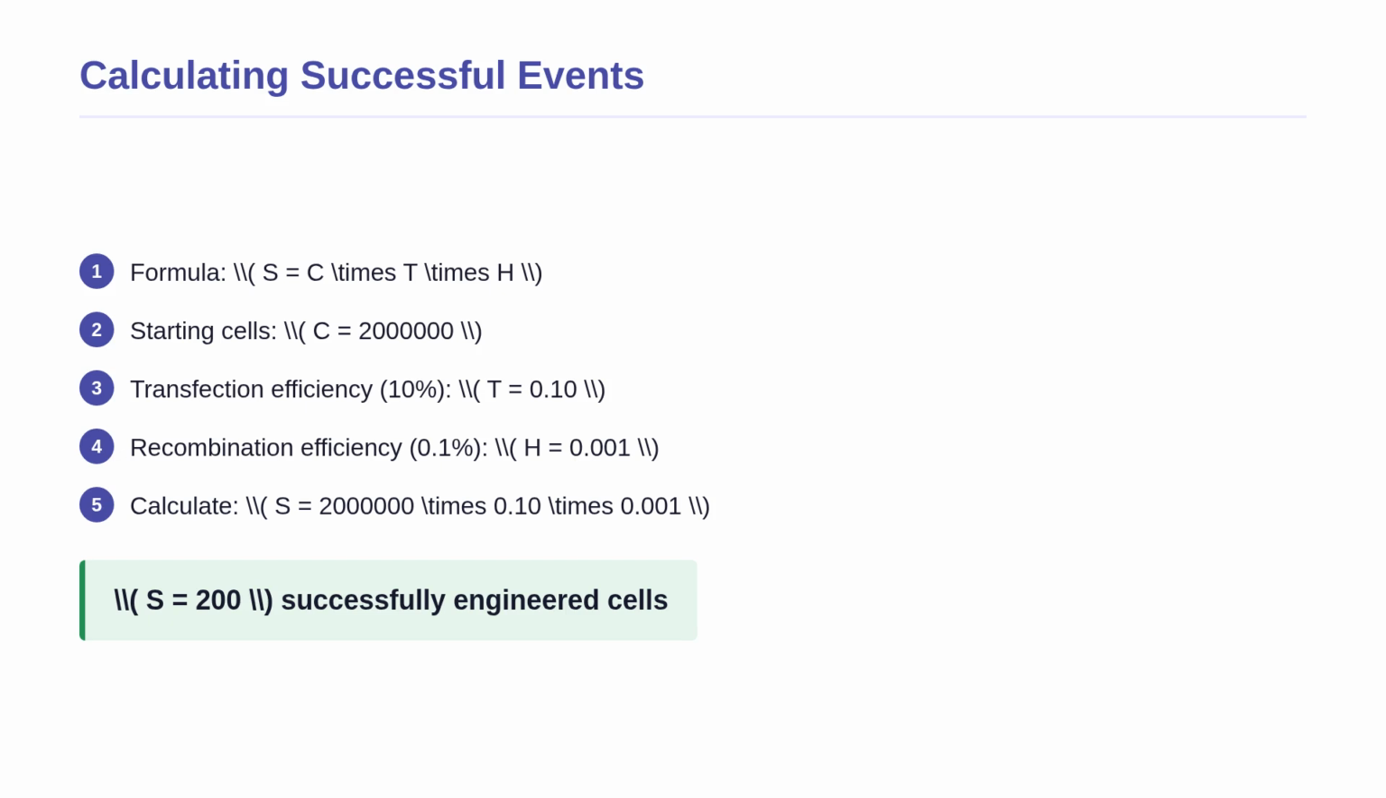We convert the 10% transfection efficiency into the decimal 0.10 for T. We convert the 0.1% recombination efficiency into the decimal 0.001 for H. Multiplying 2 million by 0.10 and then by 0.001 gives us 200. Physically, this means out of 2 million starting cells, only 200 successfully incorporated the knockout gene.